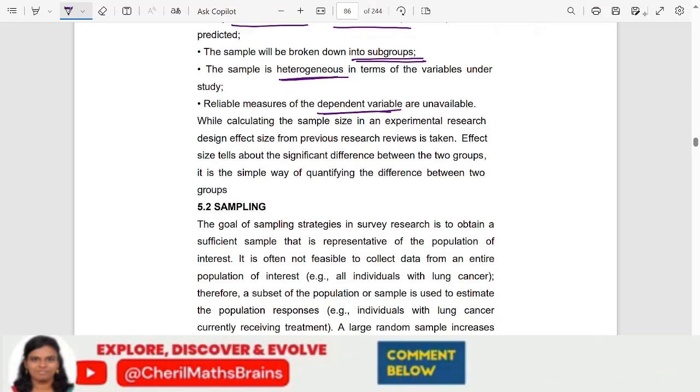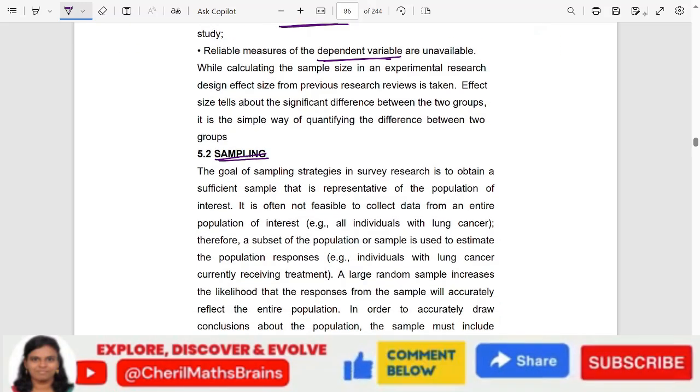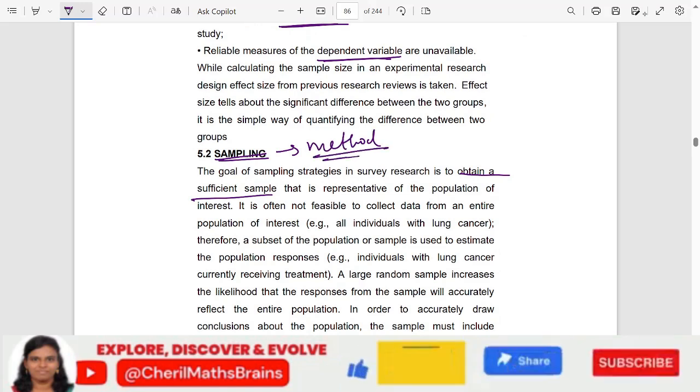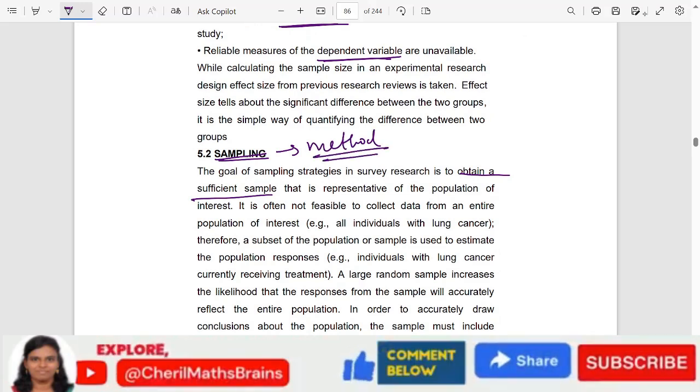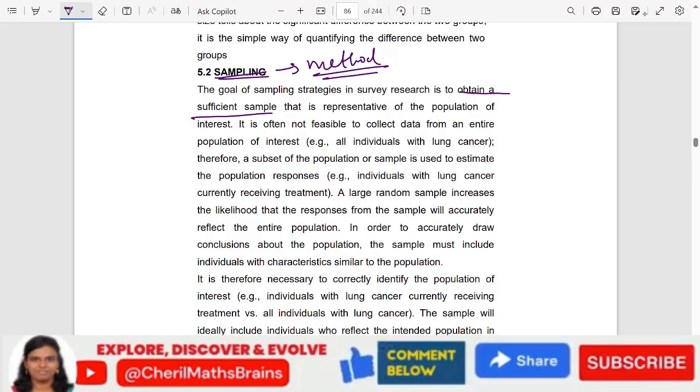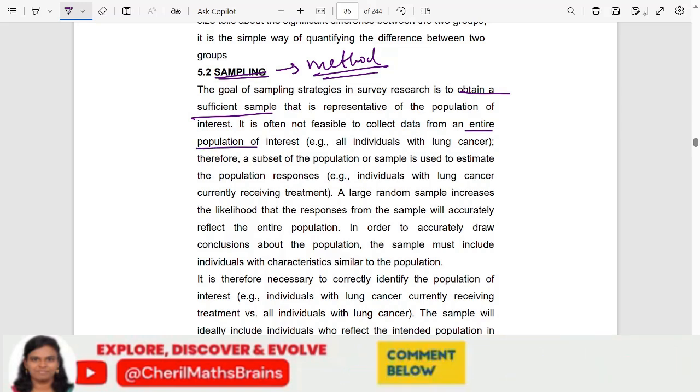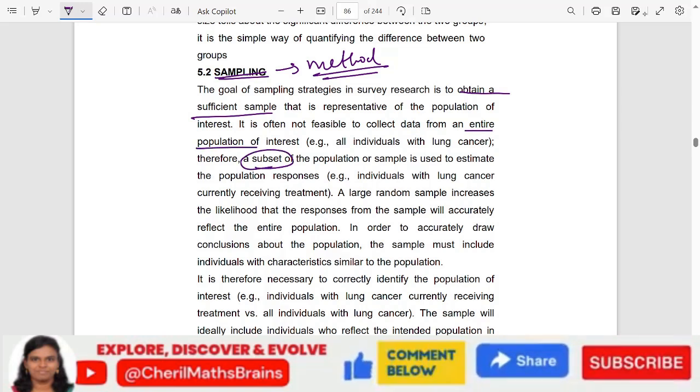Now getting into sampling. The goal of the sampling strategy is to obtain a sufficient sample. Sampling is the method, as I told in the beginning. So why do we do this? To obtain a sufficient sample. Another reason is that it is not easy to collect data from the entire population. We can't take it from everyone, so I am going for a subset.